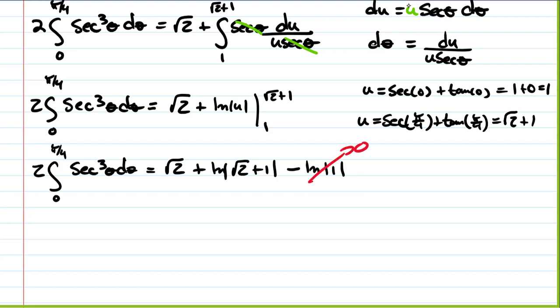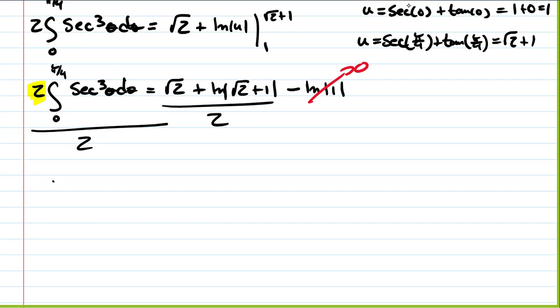0, right? So we're tempted to say this on the right-hand side is the answer, but it's not quite, because what do we have hanging out over here on the left side? 2. So we have to solve for the integral by dividing everything by 2. So our final answer then is the square root of 2 plus the natural logarithm of the absolute value of the square root of 2 plus 1, over 2. And in truth, you can drop the absolute values because the square root of 2 plus 1 is positive, right? So you don't need it there.